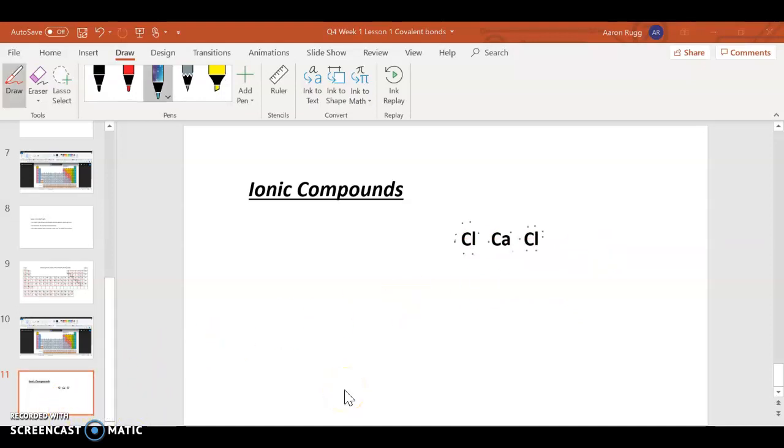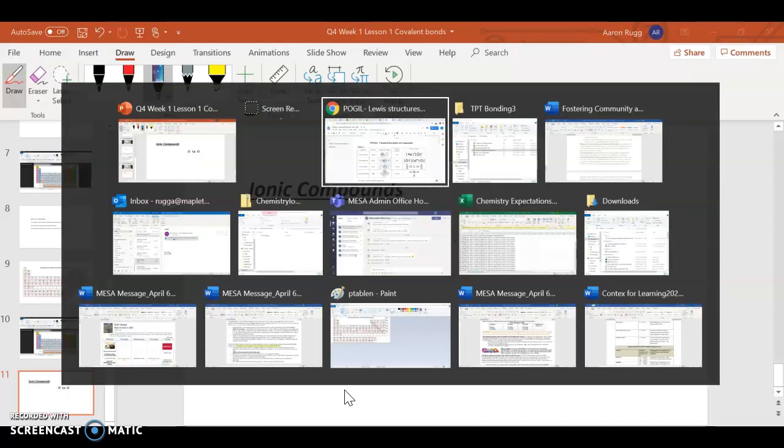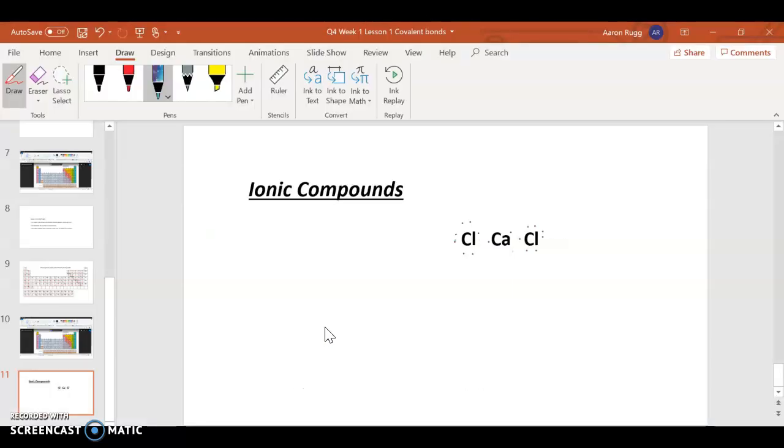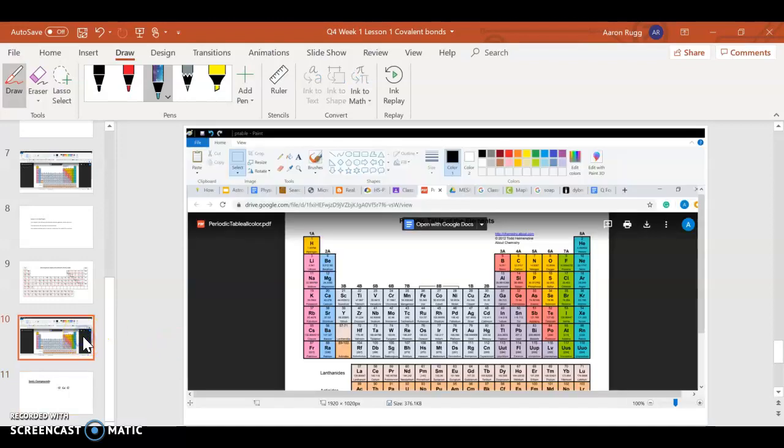So real quick, I just wanted to review this other example in POGIL, right? So we have CaCl2. So why do we need 2 chlorines in the chemical formula and only 1 calcium? Okay, so let's look at our periodic table. Calcium's here in that second column. So when it forms an ion, right, it's going to give up how many valence electrons? 2. Chlorine still has 7 valence electrons.